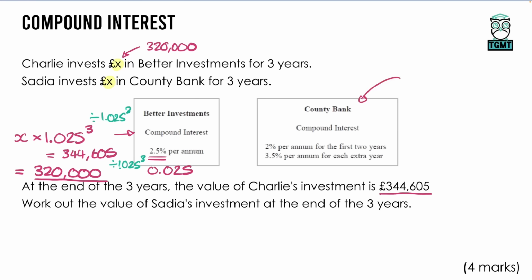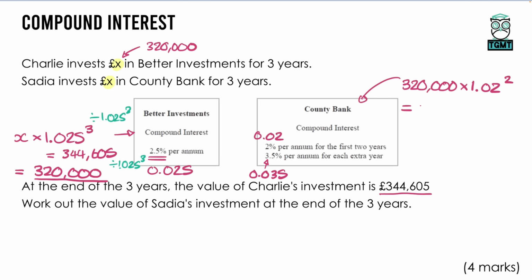She gets 2% for the first 2 years and then 3.5% for each extra year. So we're going to first work out how much she gets for that 2%. So 320,000 multiplied by 1.02, because 2% is 0.02, and we're going to do it to the power of 2 because it's for 2 years. And then we'll deal with the 3.5%, which is 0.035. So we'll start by working that out. 320,000 times 1.02 to the power of 2.